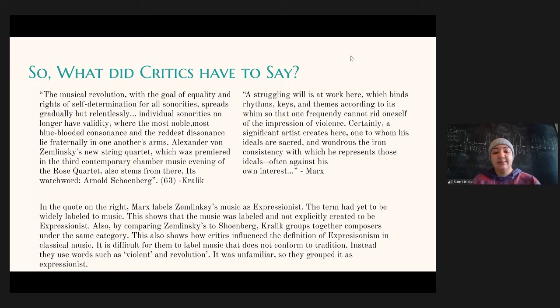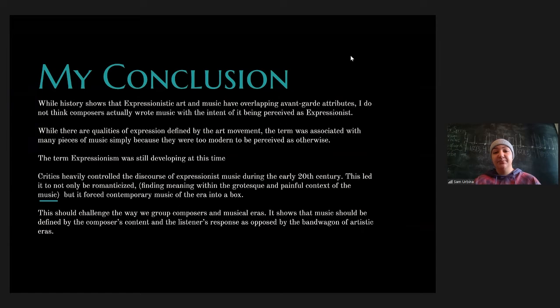Also, by comparing Zemlinsky to Schoenberg, Kralik groups together composers under the same category. This also shows how critics influence the definition of expressionism in classical music. It is difficult for them to label music that does not conform to tradition and beauty. Instead, they use words such as violent and revolution just because they didn't know how else to classify it. It was unfamiliar, so they grouped it as expressionism.